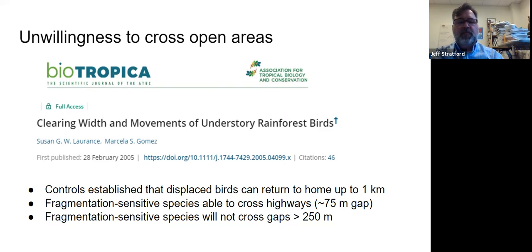But if you take them across a pasture, the fragmentation species, they won't cross large gaps for whatever reason. They just won't. Some of them will cross smaller gaps. So she took them across one highway and they were able to cross about 75 meters. But these pastures, the forest fragments that are separated by 250 meters, that actually creates a situation where birds see that as something they just will not cross, okay?